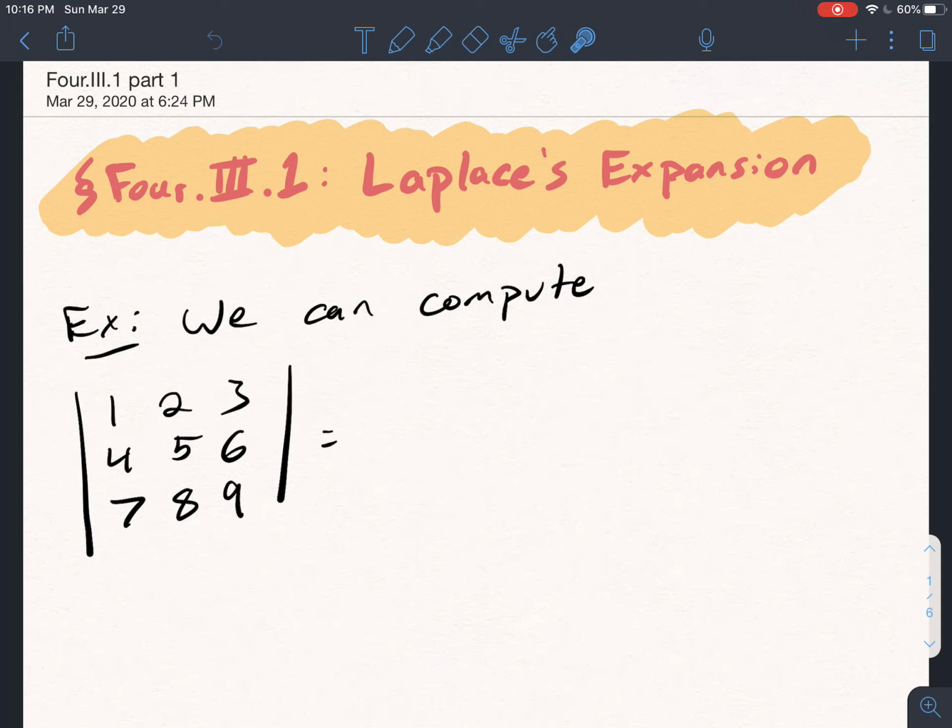So here's a matrix that I want to compute the determinant of: 1, 2, 3, 4, 5, 6, 7, 8, 9. Right? So Laplace's expansion basically says this. It says that you could expand on a row or a column, and so I am going to do Laplace's expansion on the first row to show you what's going on. And so what I do is I do the following.